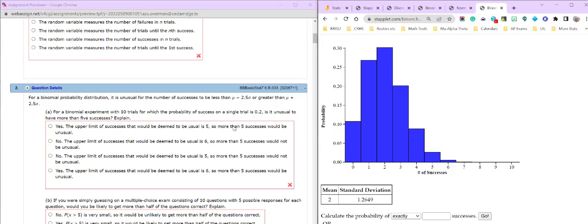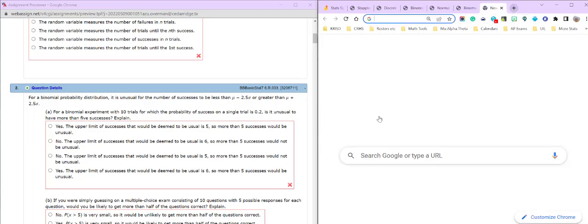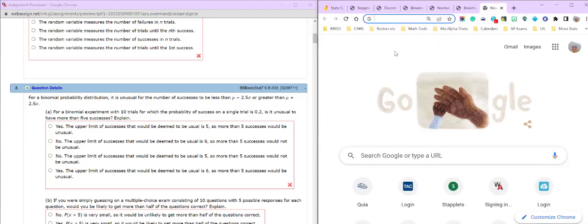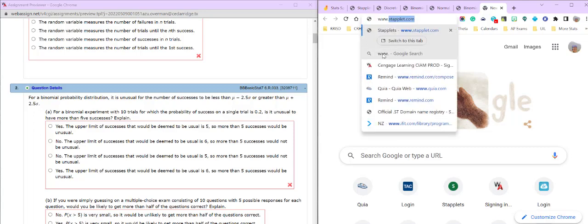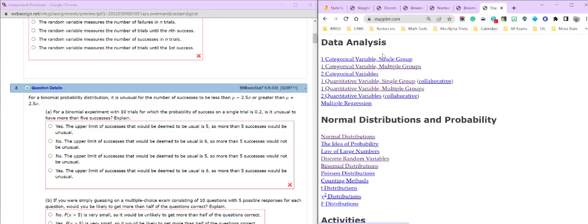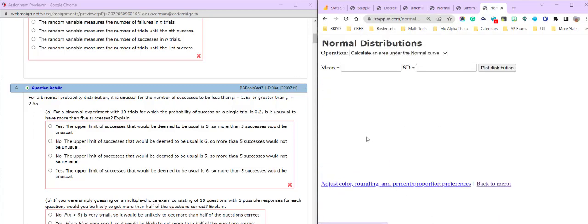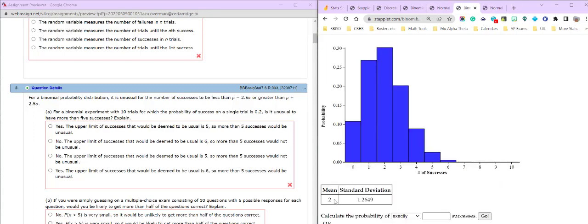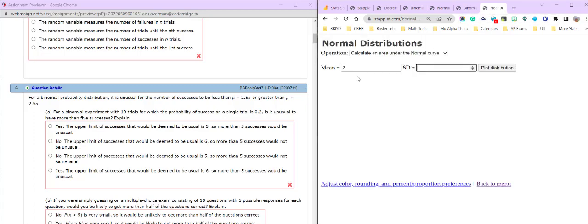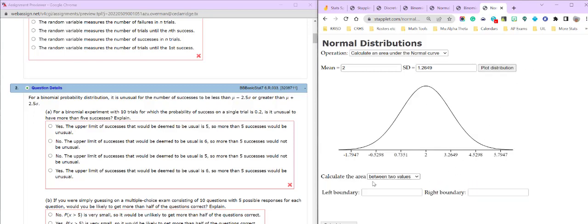is 5. Let's double check that. Let's do the math. Here's an easy way to do it. You go to normal distributions, and we'll go to StatPlet again. I'm going to do normal distributions. My mean is 2, and my standard deviation is 1.2649. So you put 2, 1.2649, and plot the distribution and figure out what is unusual there.